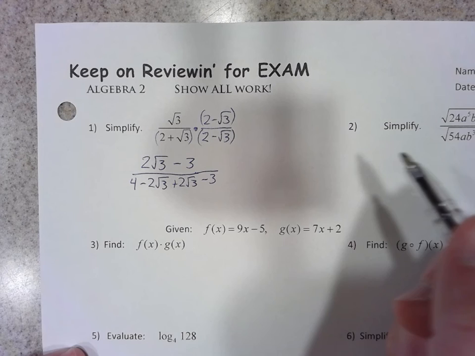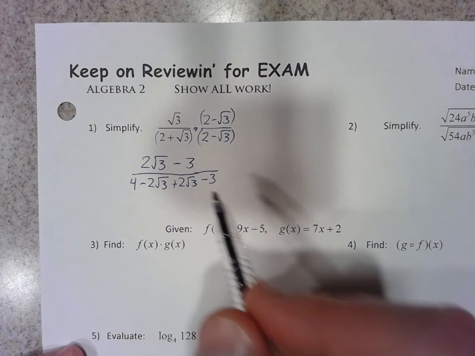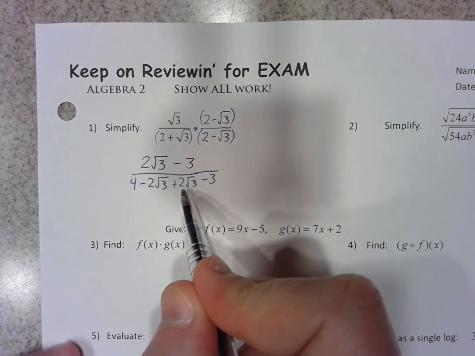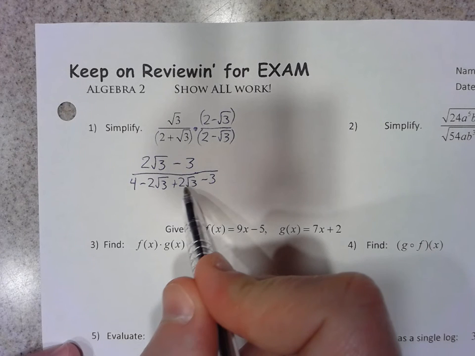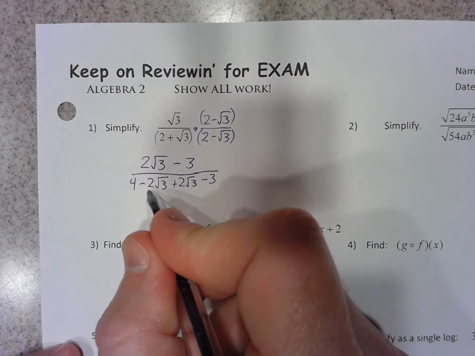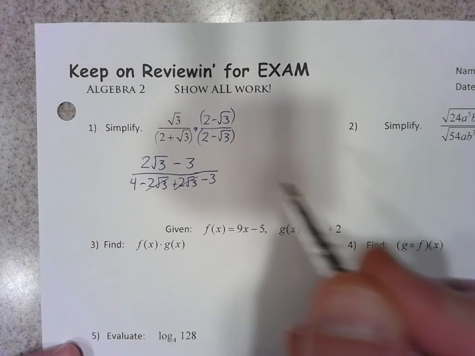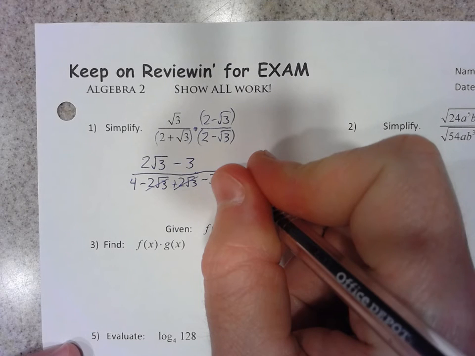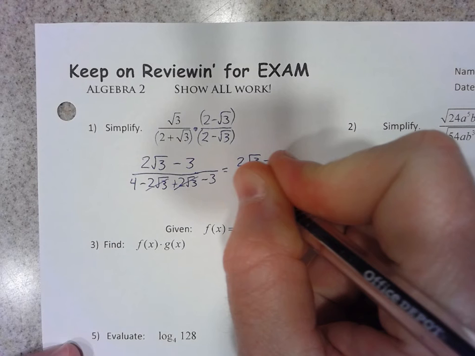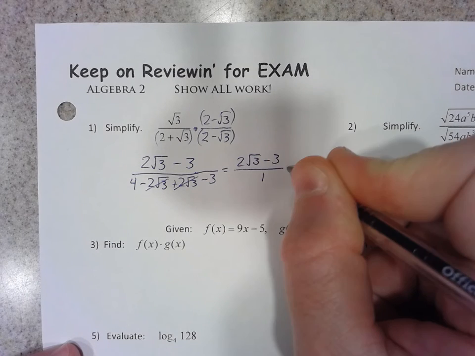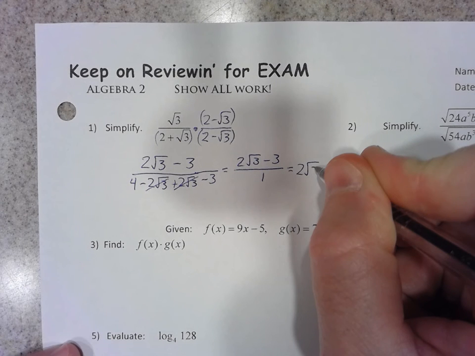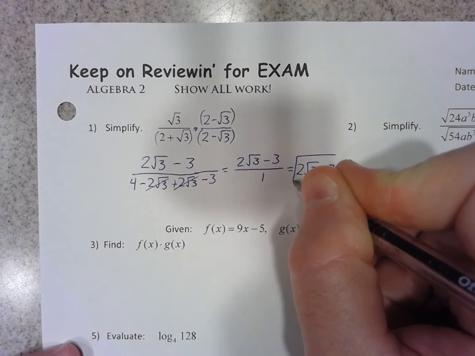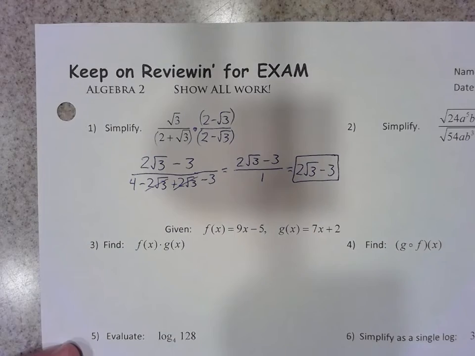If we did this correctly, the minus 2 square root of 3 plus 2 square root of 3, those should cancel each other out. They equal 0. And so on the bottom we're left with 4 minus 3, which is equal to 1, and dividing by 1 doesn't change the value of the top. So 2 square root of 3 minus 3 is the simplified form.